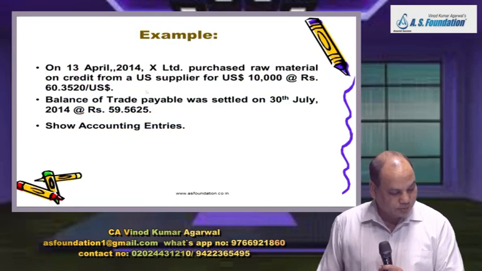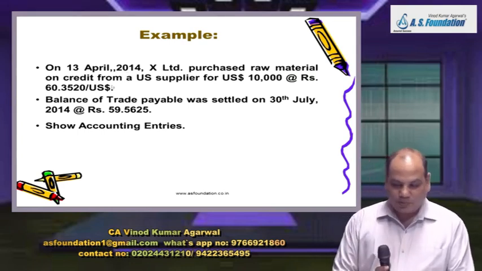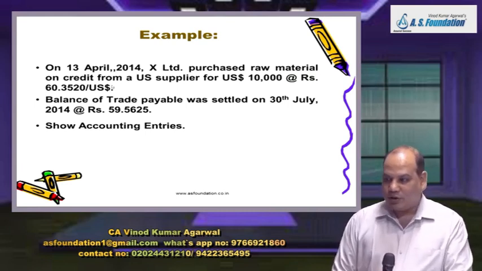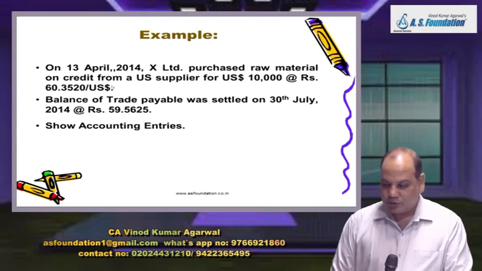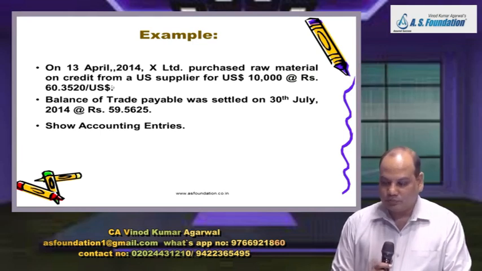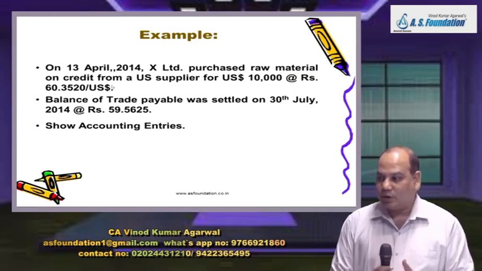Now solve this question. Some space is kept blank for you. On 13th April 2014, X Limited purchased raw material on credit from a US supplier for USD 10,000 at rupees 60.3520 per US dollar. Balance of the trade payable was settled on 30th July at 59.5625. Show the accounting entries. Directly come to that accounting entry part.